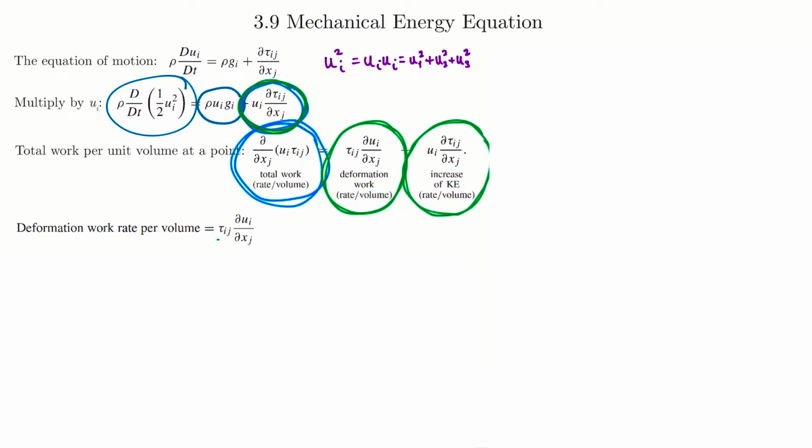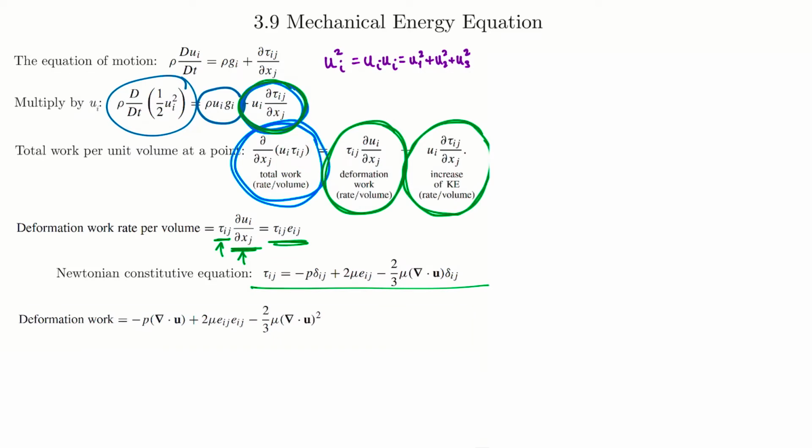Now because the stress tensor is symmetric, we know that if you multiply a symmetric tensor and an anti-symmetric tensor, you get 0. So the product of this is only going to be the symmetric part of this times the symmetric stress tensor, which is how we get Eij. Now for the stress tensor, we can sub back in the Newtonian constitutive equation that we developed in video 4, which is a relationship between our stress and our deformation. Okay, so we sub that in and we get this right here.